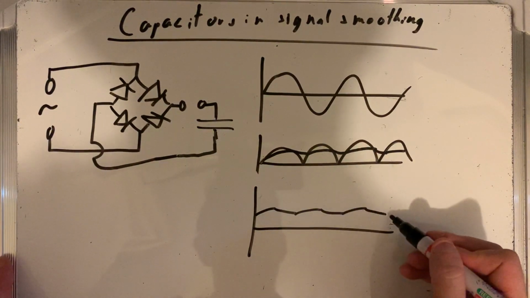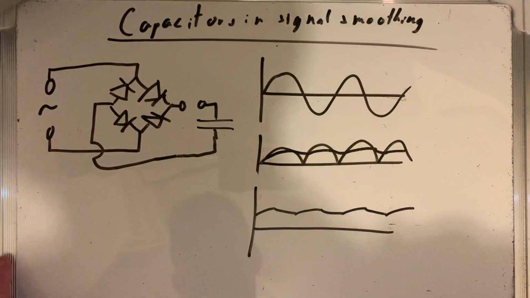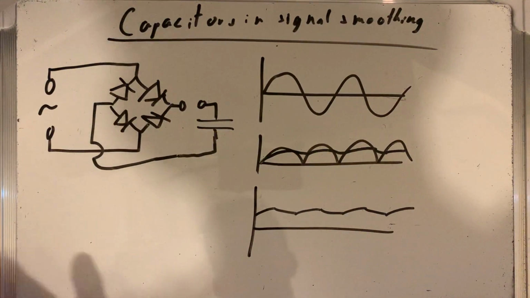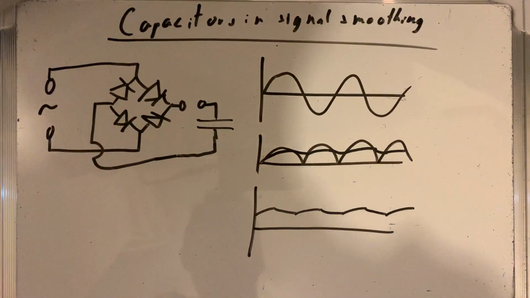Sometimes called a sawtooth signal. So not perfectly flat, but much closer. It's a much smoother version than this. So capacitors used there in smoothing.